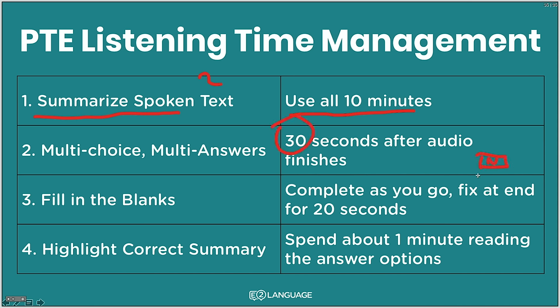So there's the next button. So don't spend too long on each one, possibly even shorter than that, maybe 15 to 20 seconds. Fill in the blanks. Well, you complete this as you go. And then at the end, you spend about 10 or 20 seconds making sure the spelling and grammar is accurate. Highlight correct summary is the one that we just did. And you listen, you take notes, and then you spend about a minute reading the answer options. You select one, and then you click the next button.